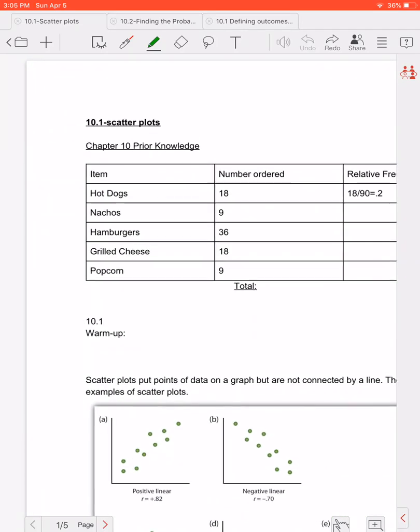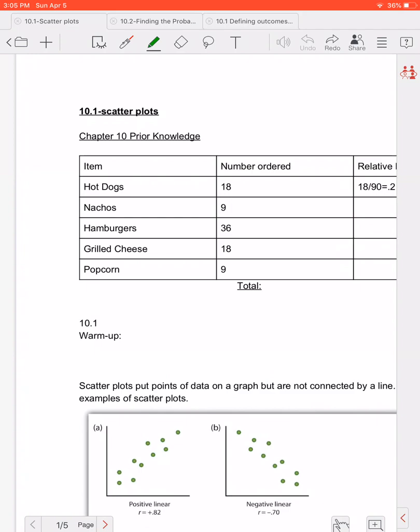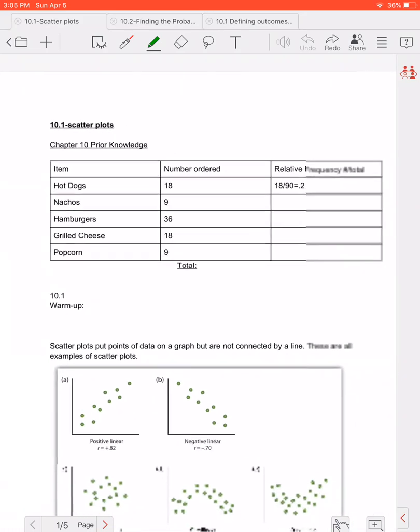So we're looking at some items that maybe are on a menu somewhere, okay? And they're telling me how many somebody ordered of each, or a lot of people ordered. So we have 18 hot dogs, 9 nachos, 36 hamburgers, 18 grilled cheeses, and 9 popcorns, okay? And what they want me to do is find the relative frequency.